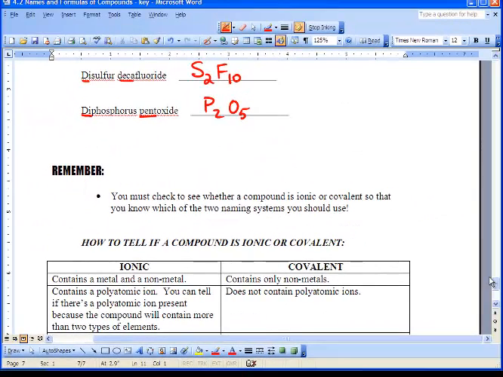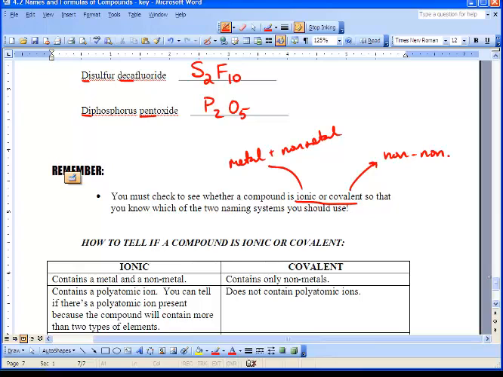Now remember, you must check to see whether a compound is ionic or covalent. That's always the first thing we do. Remember that ionic is metal plus a nonmetal, and covalent is nonmetal, nonmetal, so that we know which of the two naming systems to use.